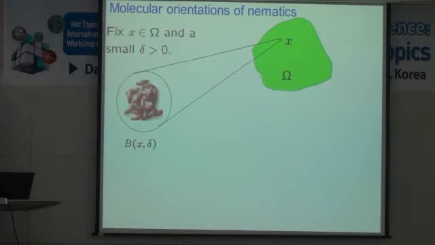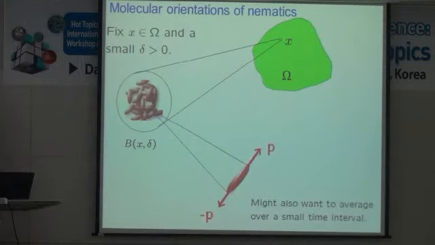And now we're going to pick one at random, and here it is, and we're going to represent its orientation by this pair of antipodal unit vectors, an element of RP2. And here I've done a spatial average over some little ball, but in reality you would probably want to average over some small time interval as well, because there's all sorts of thermal motion going on.